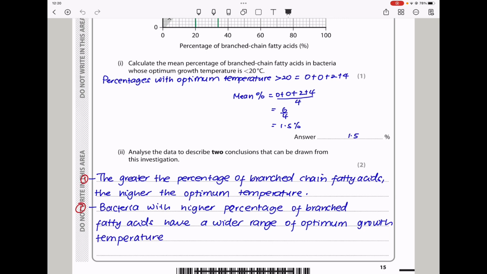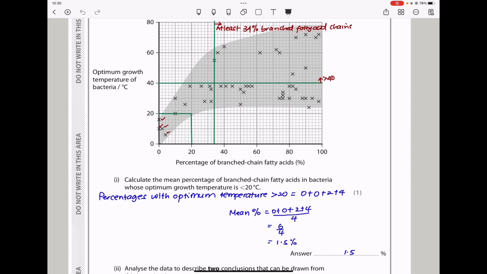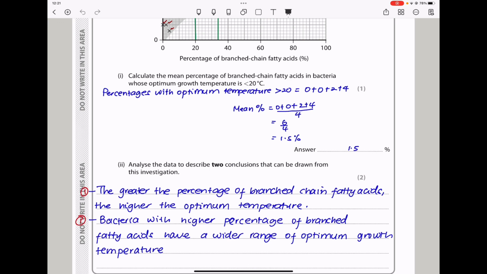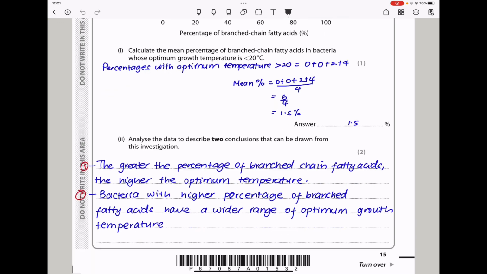Here they say analyze the data to describe two conclusions that can be drawn from this investigation. So here we see there is a general trend. The higher the percentage of branched-chain fatty acids, the higher the optimum growth temperature, and as the percentage of branching increases, the range is going to be spread out. As we can see here, there is a wider gap between the lowest and the highest with a higher percentage of branching, while at lower percentages there is a lower range between the highest and the lowest. The greater the percentage of branched-chain fatty acids, the higher the optimum temperature, and the bacteria with higher percentage of branched fatty acids have a wider range of optimum growth temperatures.